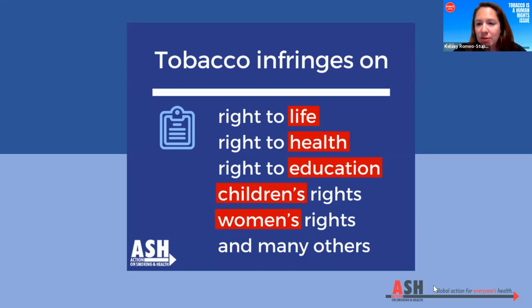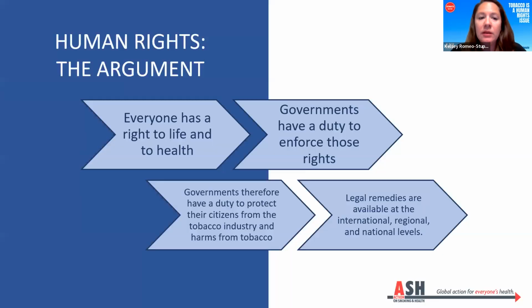So first, I wanted to talk a little bit about why a human rights report matters, what it even does. And then I'm going to talk about the specifics of this reporting process and what you all can do. So first, tobacco is a human rights violation. It infringes on the right to life, the right to health, the right to education, children's rights, women's rights, and many others, and including having health equity issues, which is why we're here today.